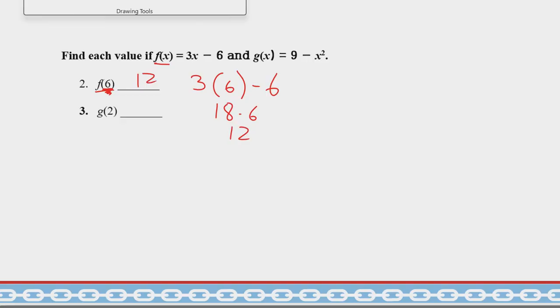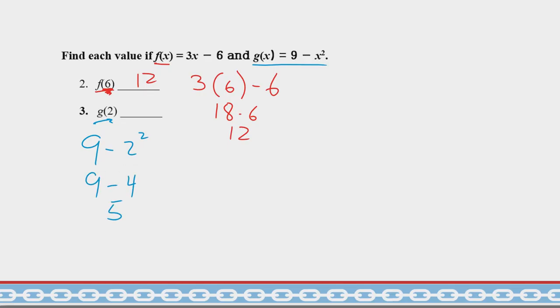For number 3, g of 2, right? So now I'm looking at the g function, right? Because it says g of 2. So I'm going to switch to that other function, and I know that my x value is now 2, right? So 9 minus 2 squared. Well, 2 squared is 4, right? 9 minus 4 then would be 5, right? So that's just substituting in and solving.